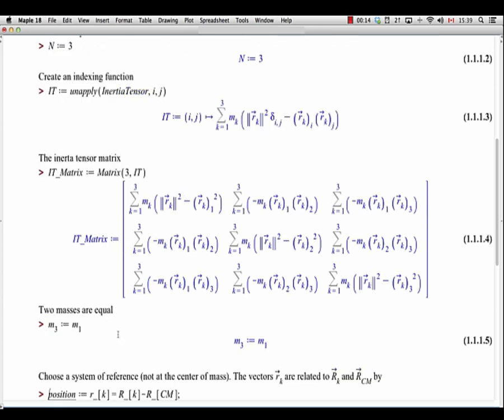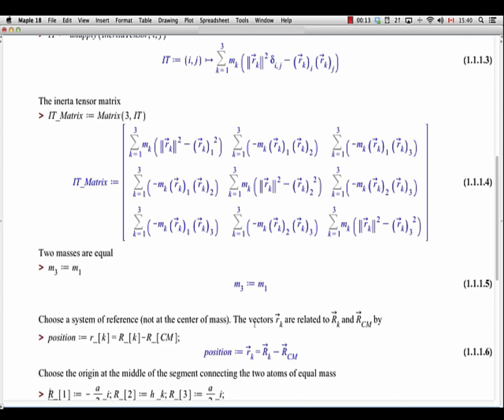So in our problem, 2 masses are equal, and now we want to move away from the position vectors as seen from the center of mass to the position vectors as seen from an arbitrary system of reference. So the formula is that the position of each mass as seen from the center of mass is equal to the position of this mass as seen in an arbitrary system minus the position of the center of mass.